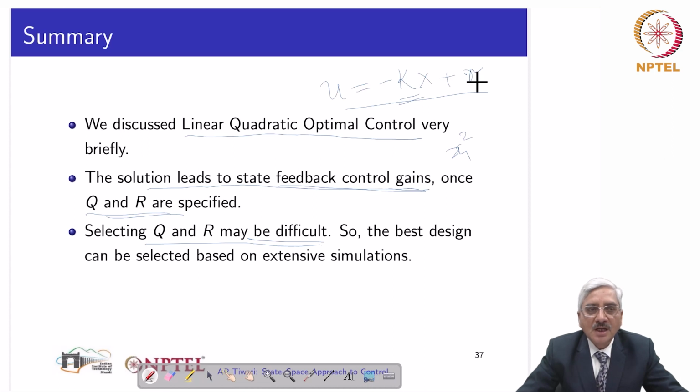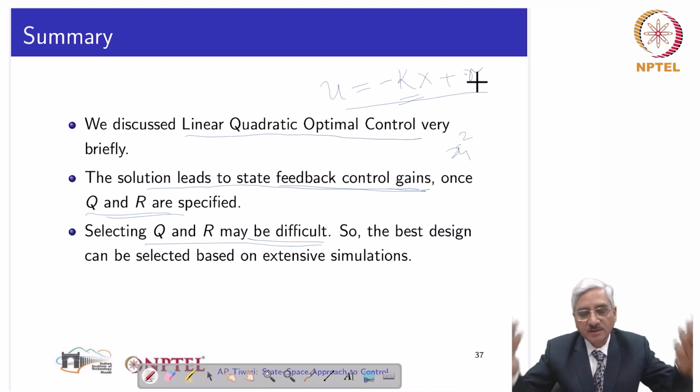Of course, their relative values are important, not the absolute values. If both the state weightage and the control weightage are large, then in comparison to each other, one may not be large compared to the other. They may enjoy almost equal weightage if both are large.